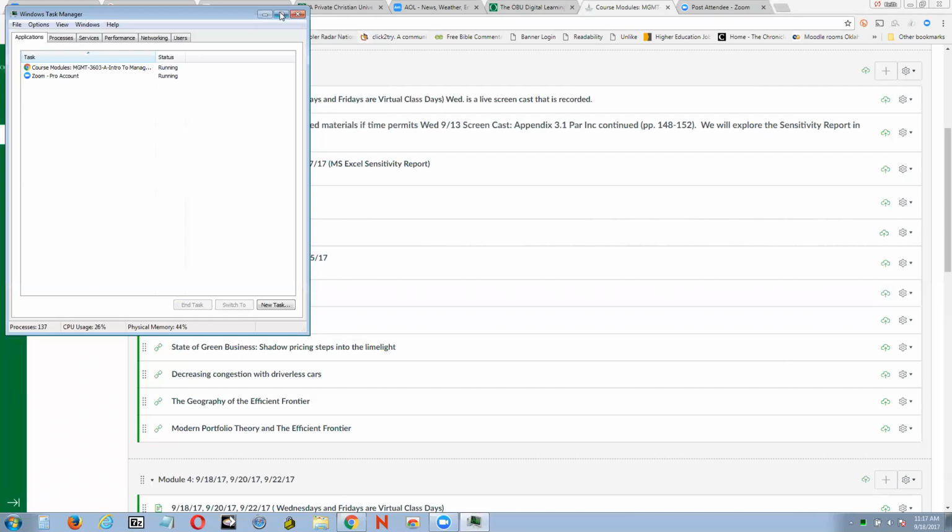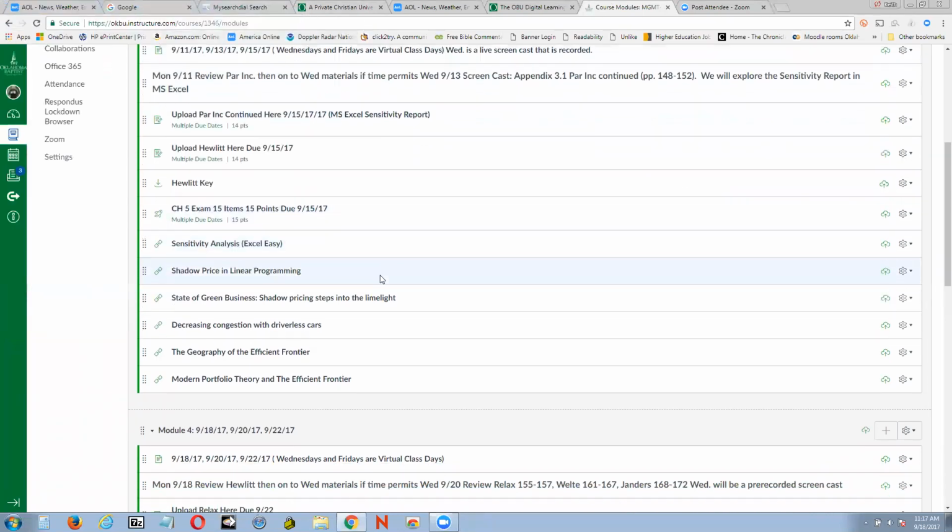Okay. Now, I have provided you guys some resources on sensitivity analysis from the Easy Excel site. They've got some great stuff to use. I really recommend you go there and take a look at it. Then shadow pricing and linear programming. That's a little bit more ethereal, but you want to take a look at it. And then here are some applications of this concept.